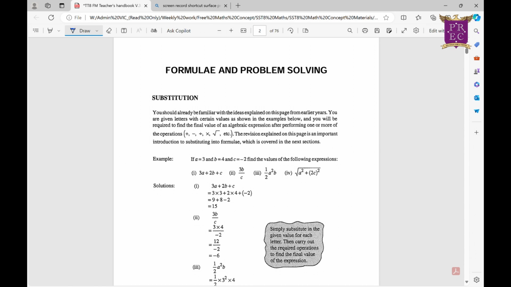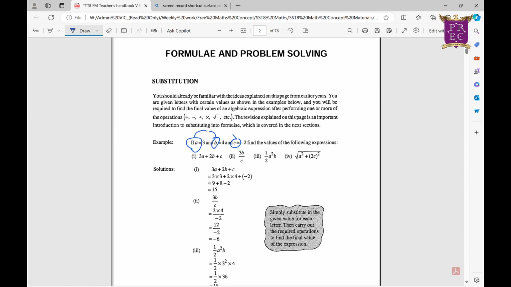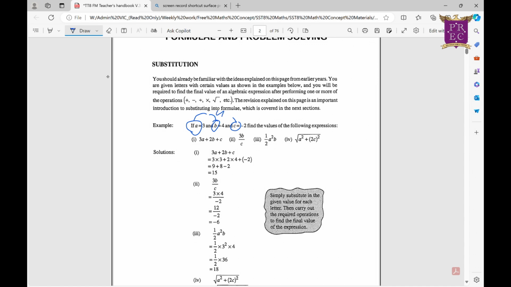Okay, so there are different ways that you can work with formulas. One way is substitution. In substitution, you get the variable and let that variable be equal to a known number. All these variables A, B, and C are unknown, but these numbers are known. That's why we substitute those letters, the pronumerals, with a known number.